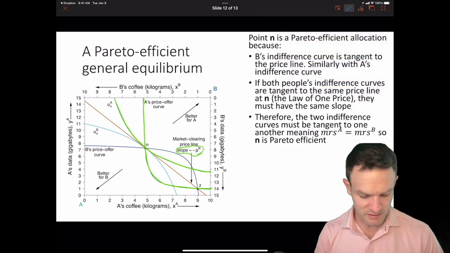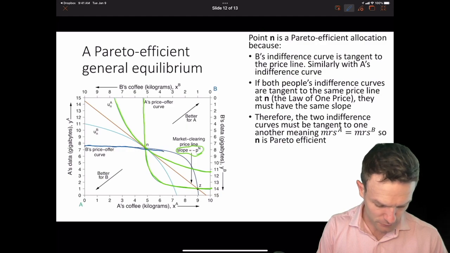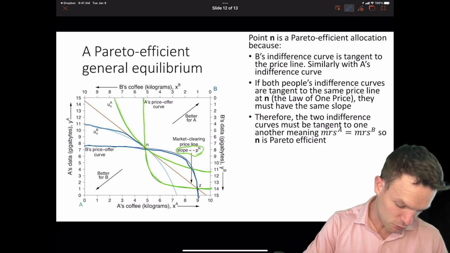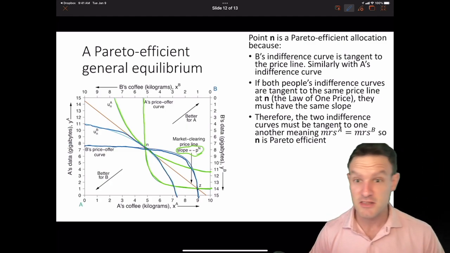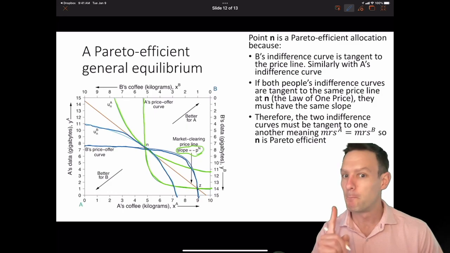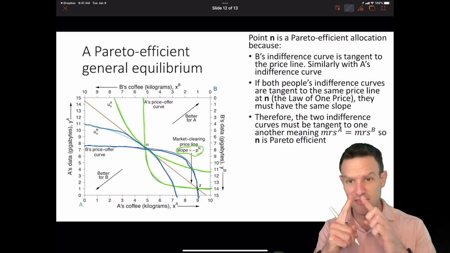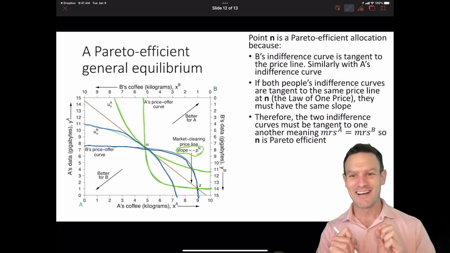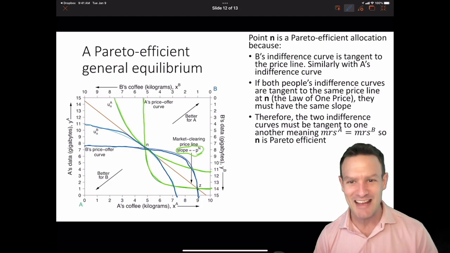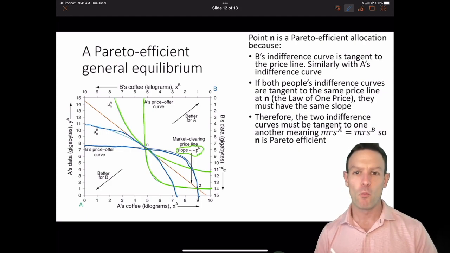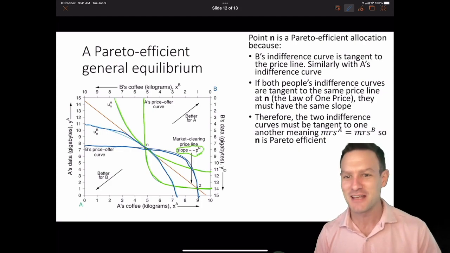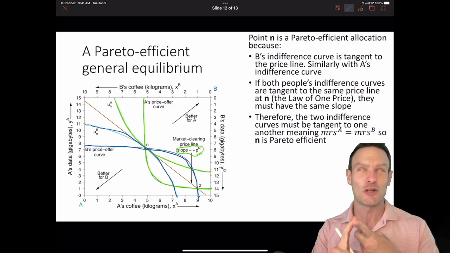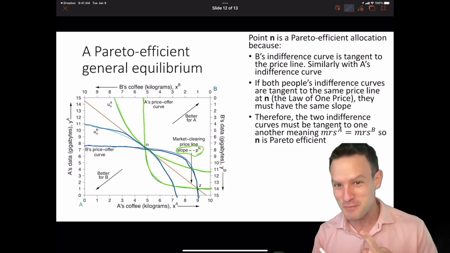Moreover, for Beatrice, with Beatrice's price offer curve, we also know that Beatrice has an indifference curve, UBN, which is tangent to the price line at point N. Both of them have indifference curves that are tangent to the price line at that point. So, because both of them have indifference curves that are tangent to that price, they must have the same slope at that point.